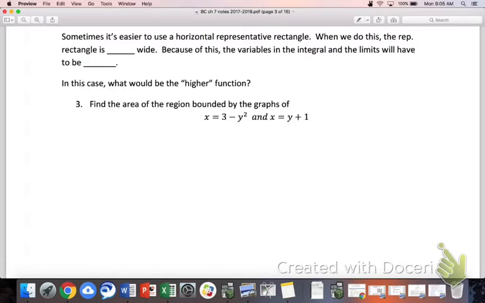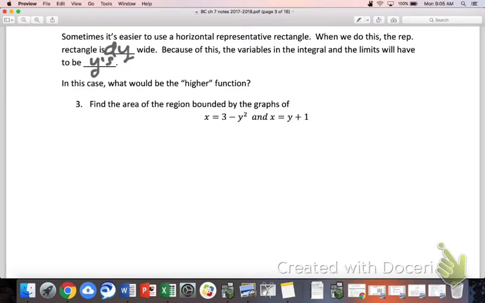So when you do this, and this could happen at any point, the representative rectangle is no longer expressed in the same terms as far as the width. Previously, like in the question we just did, the width or the base length was dx. If you take a representative rectangle and make it a horizontal length, then the base has been twisted over and it's no longer dx, now it's dy. So it's dy wide or dy thick. Because of this, everything within your integral, your integrand, your limits, everything will have to be in terms of y.